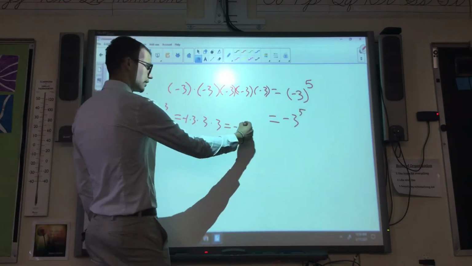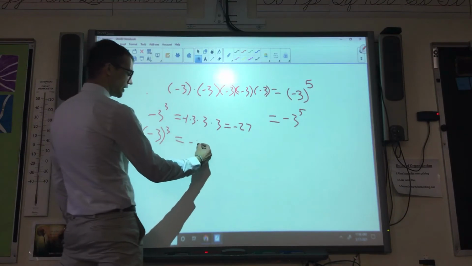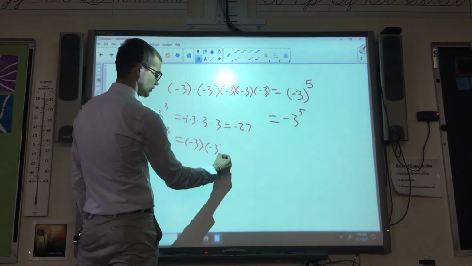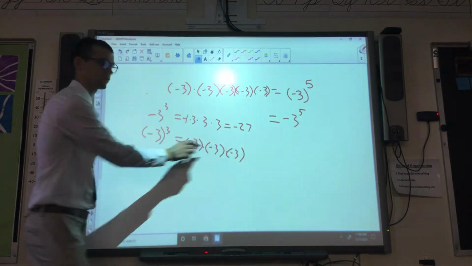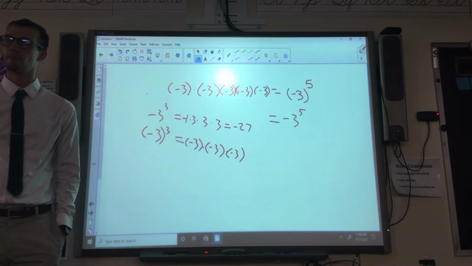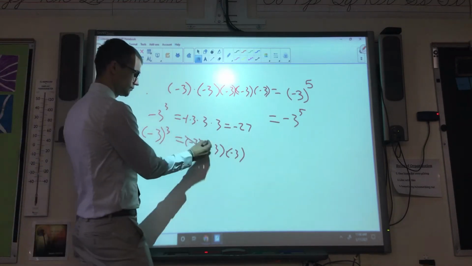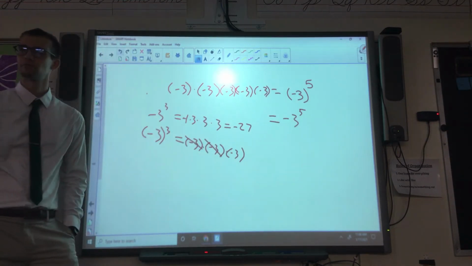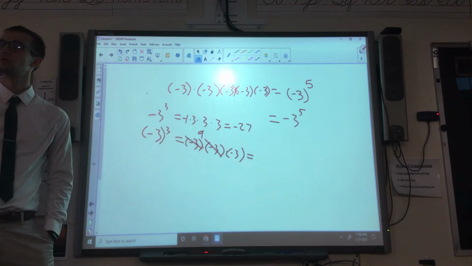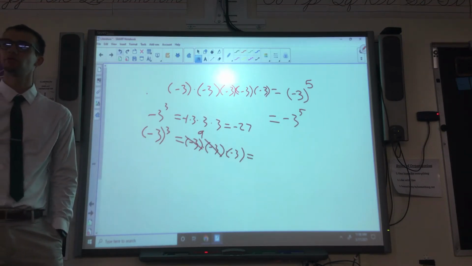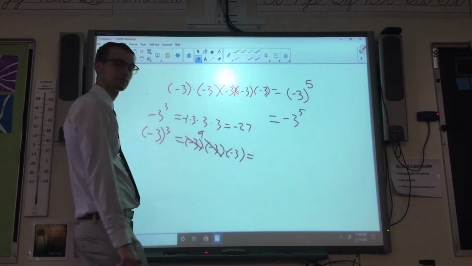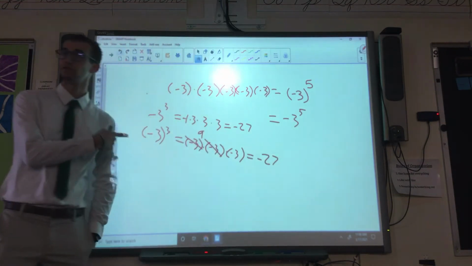Negative 27. Now we have negative 3 in parentheses to the 3rd power, which is negative 3 times negative 3 times negative 3. What's negative 3 times negative 3? 9. Now what's 9 times negative 3? What's 9 times 3? 27. What's a positive number times a negative number? Negative. So 9 times negative 3 is negative 27. Did they equal the same thing there?